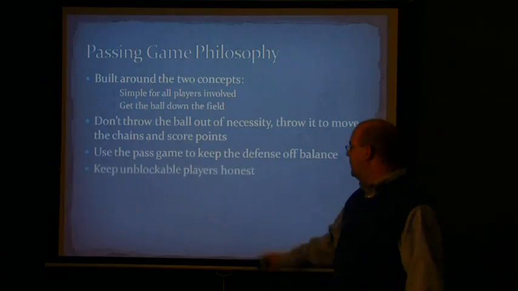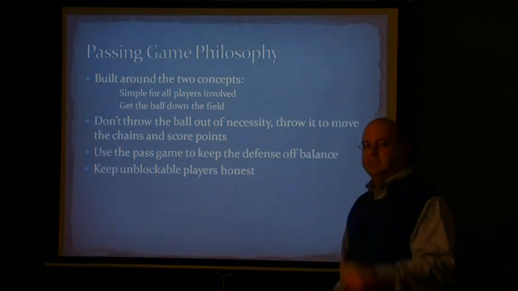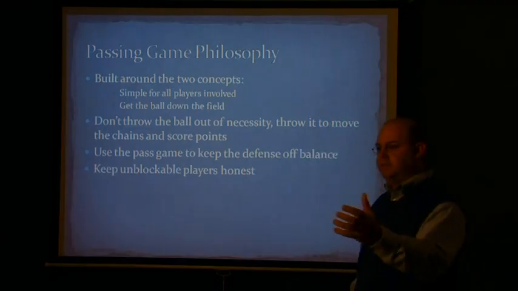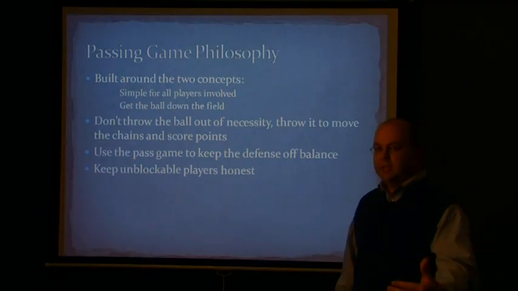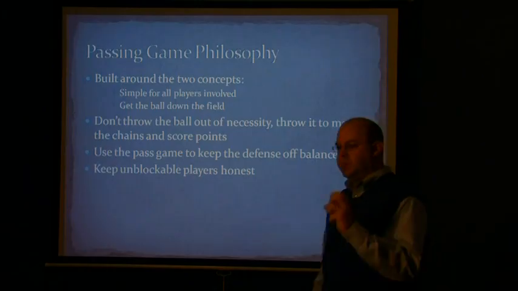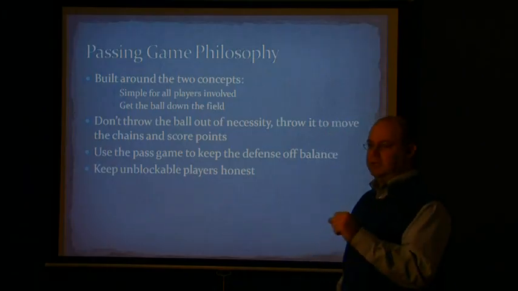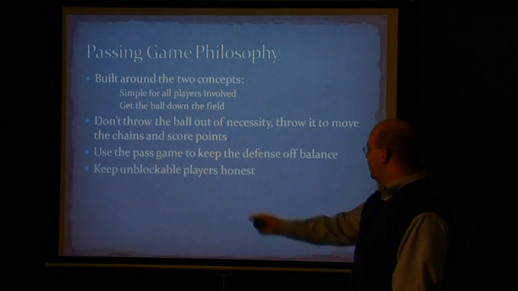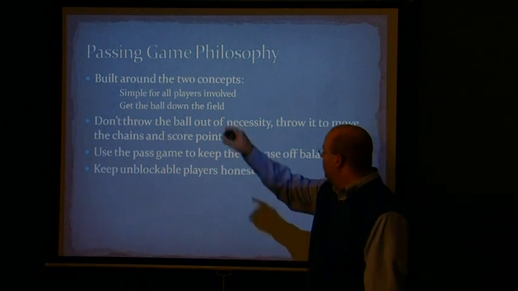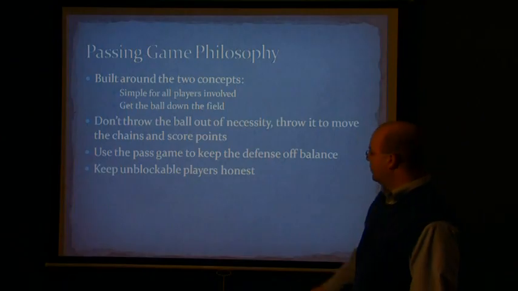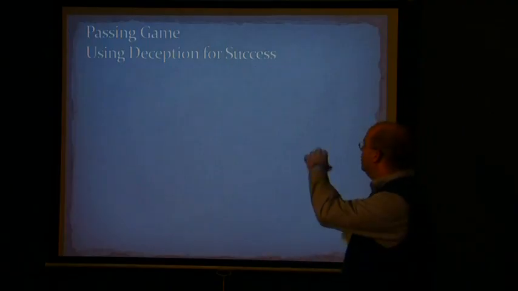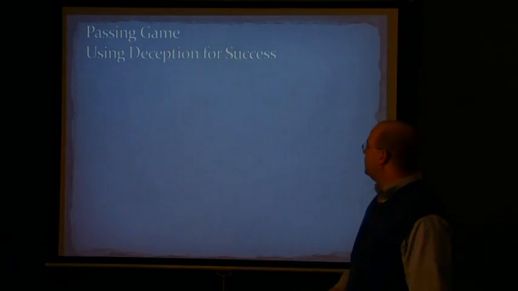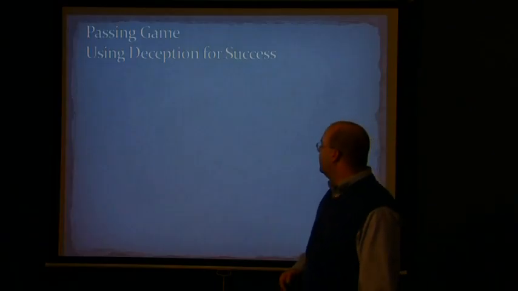And to keep unblockable players honest. What I mean by that is, sometimes it's hard for us to block everybody in the secondary. Free safeties are sometimes hard for us to block. So we try to keep them honest, keep them in position by throwing the ball over the top of them, by throwing the ball around them, or different things like that. But our pass game is built on these 4 simple rules, and we'll try and stick to those as much as we can throughout a game. Okay? Using deception for success is how we've labeled this, and we feel good about what's going on with that.